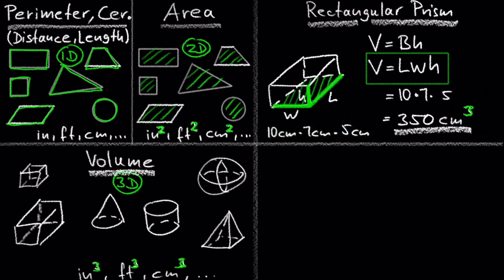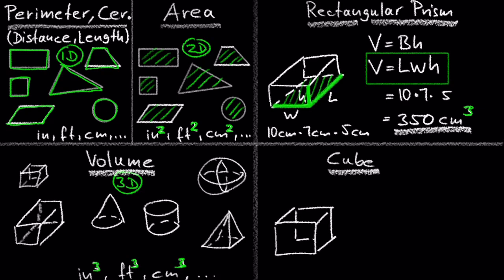Let's look at another solid called a cube. A cube is a special type of rectangular solid. Each of the 6 faces of a cube is a square. The variable s is used to represent the length of one side of a cube.